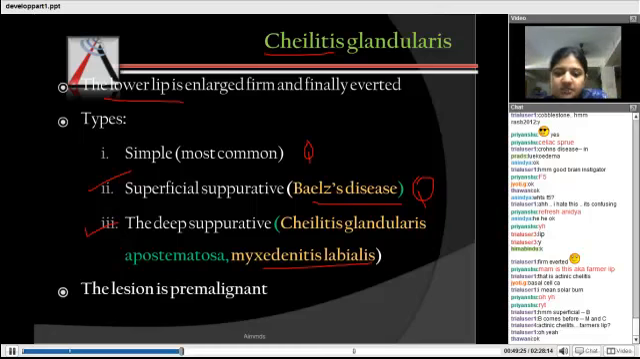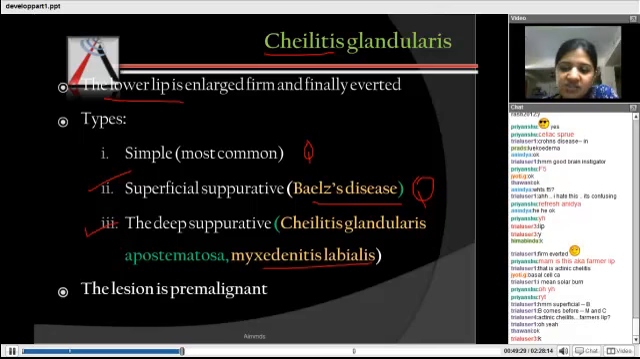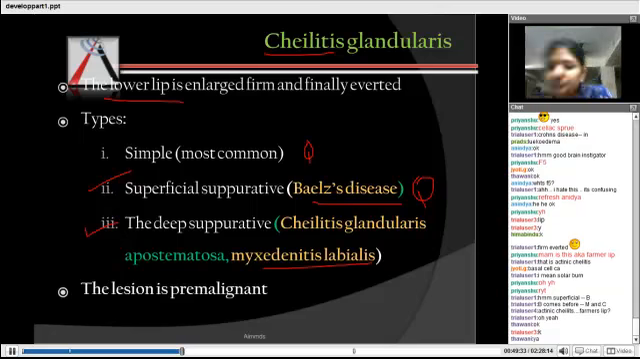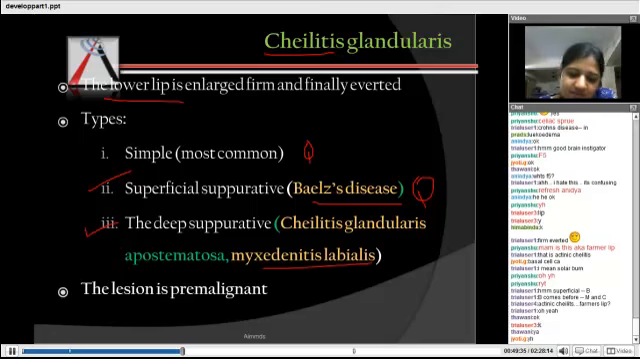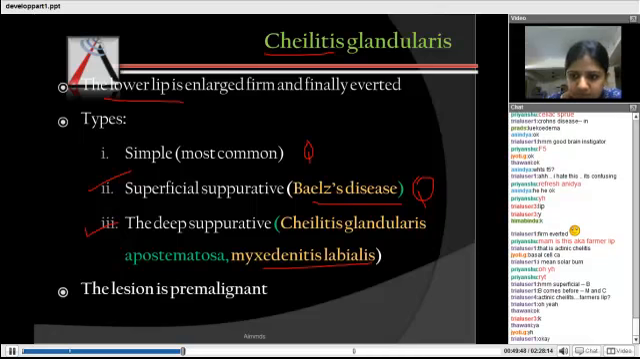Now this lesion is believed to be pre-malignant. What do you understand by the term pre-malignant? Conditions which have higher chances of turning into a malignant lesion on a specific stimulus are called pre-malignant lesions. This is believed to be pre-malignant, and this disease can get transformed into a malignancy. So glandularis has three types.